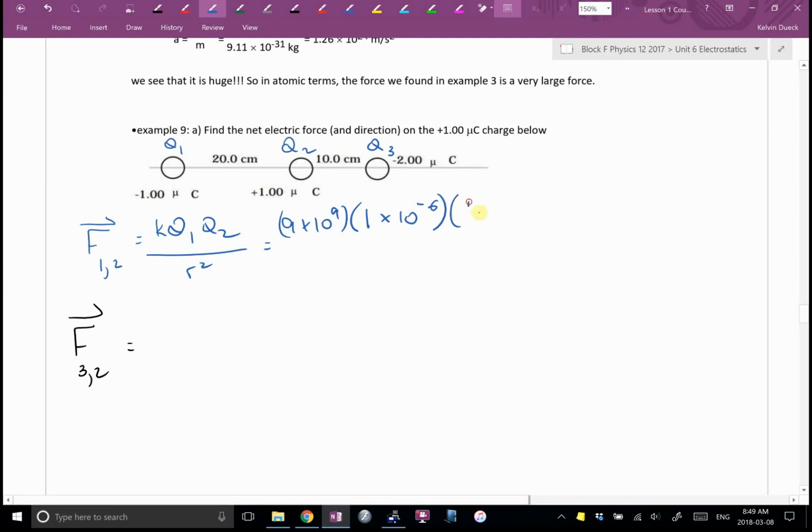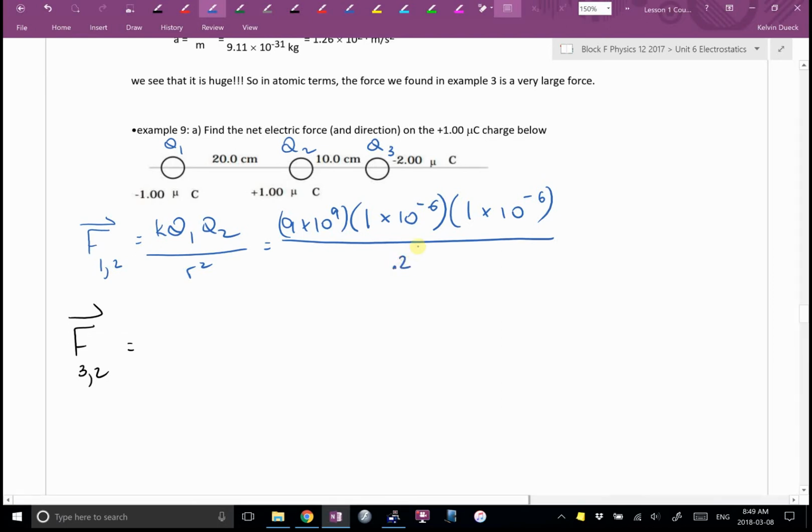Charge 2 is 1 microcoulomb. Now, Gurjot, I know charge 1 is technically negative 1. Do I put the negative in the equation? No. Divided by, what's R here? What's the distance between charge 1 and charge 2? And please don't say 20 because it's not. Why can't it be 20, folks? Centimeters, so fix it. 0.2?